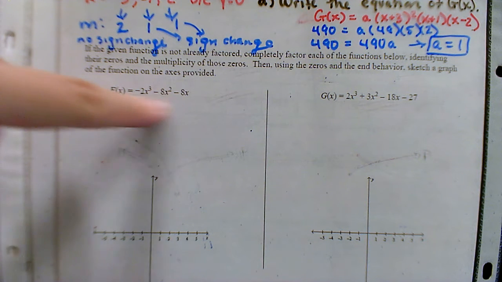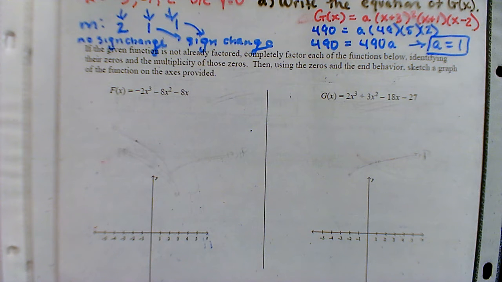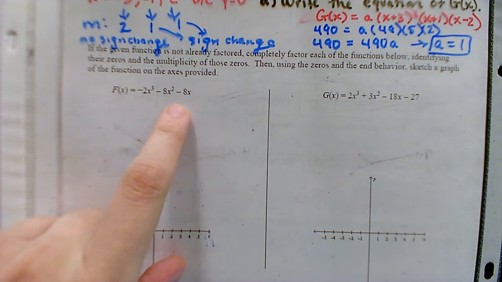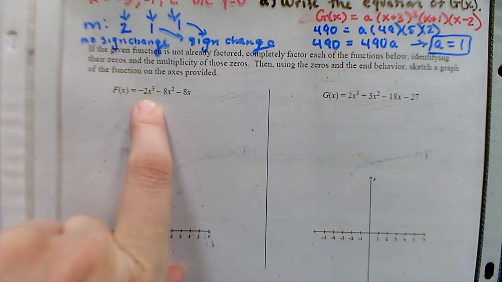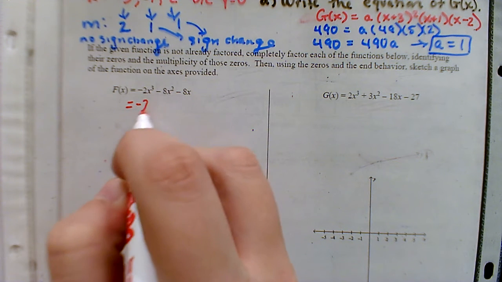So notice how this is not factored. This is in standard form. We're going to try to factor it to get those little parenthesis groups. So if you think about your factoring techniques, what do you want to try first on this polynomial? All right, let's take out a GCF.